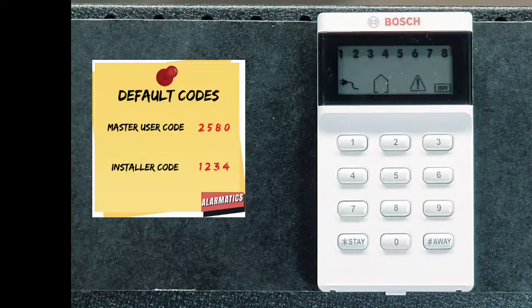The installer code allows us to get in there and change delays, change zone types, put the phone number in if the system still dials your mobile phone. We need that to set the app up, and all those sort of installer type things.